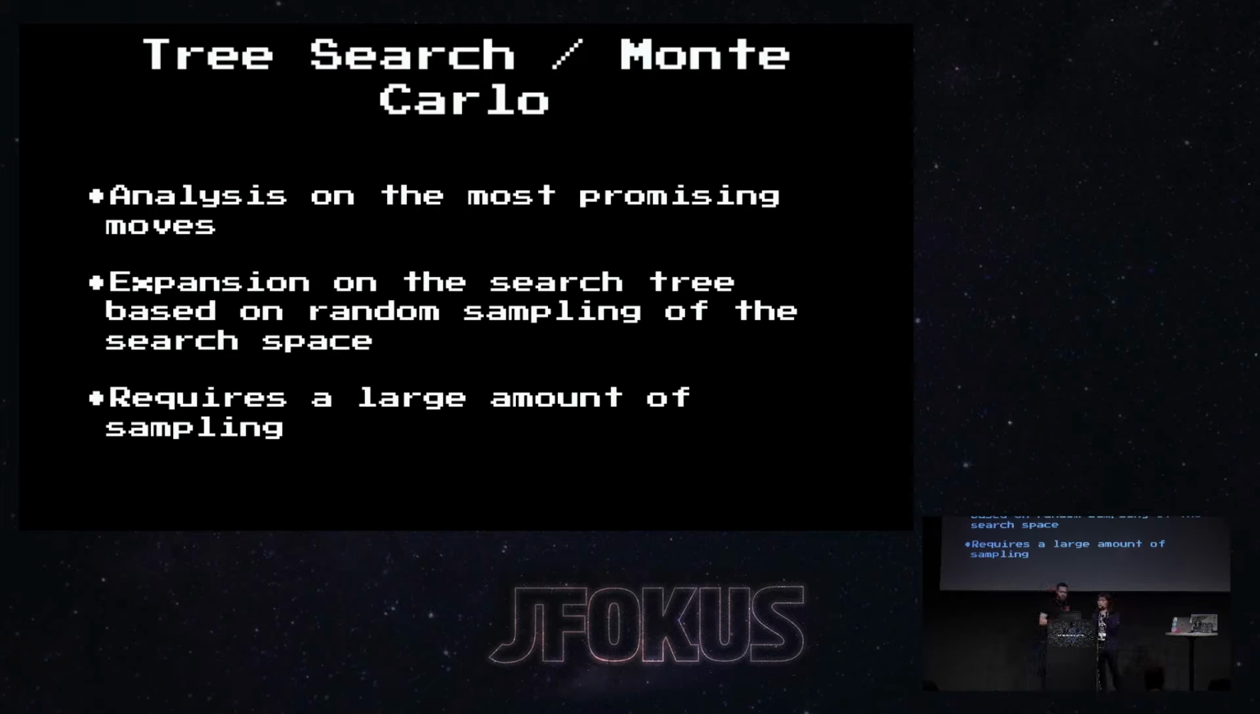Another way of doing things would be using a Monte Carlo tree search method. It's basically your analysis of the most promising moves, and then expansion of this search tree. You still have to do a lot of random sampling in your search space, and in that case too, in order to build up something useful in your knowledge base, you do need a large amount of data sampling.